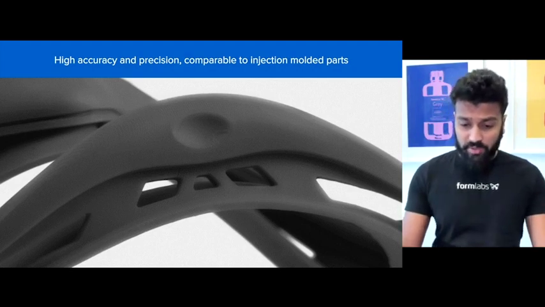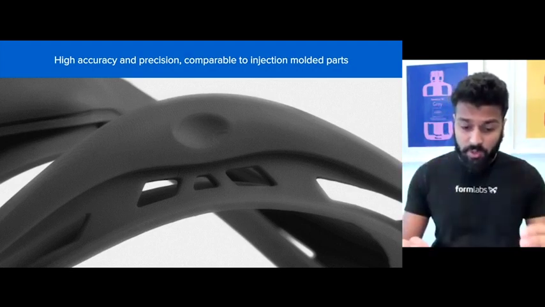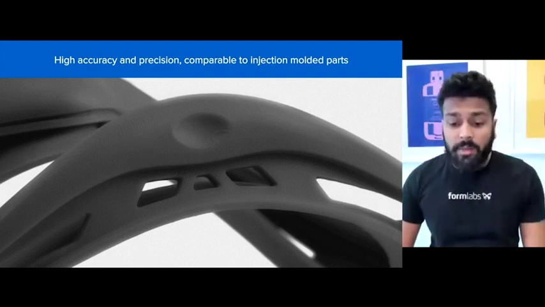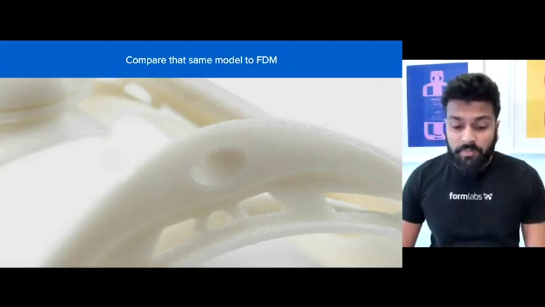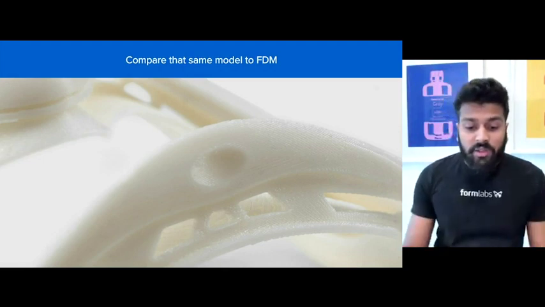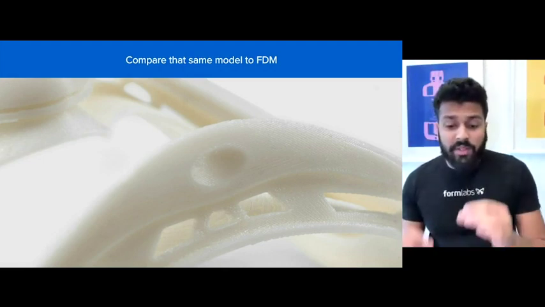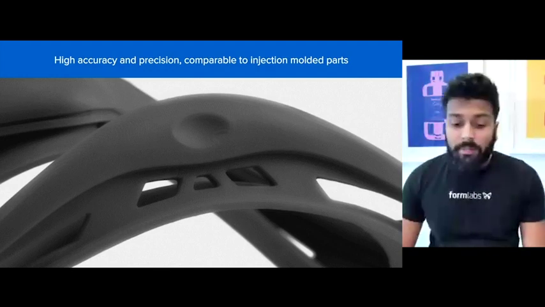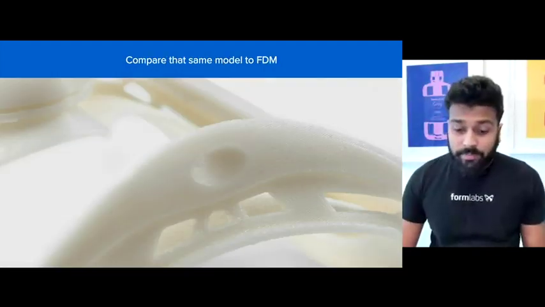So let's look at this part in this diagram here. This is a real photo of a 3D printed part in SLA. Here's an FDM part, same exact geometry. There you go. So you can see that there's significantly more layer lines in an FDM part. Let's go back to an SLA part here. Difference there.